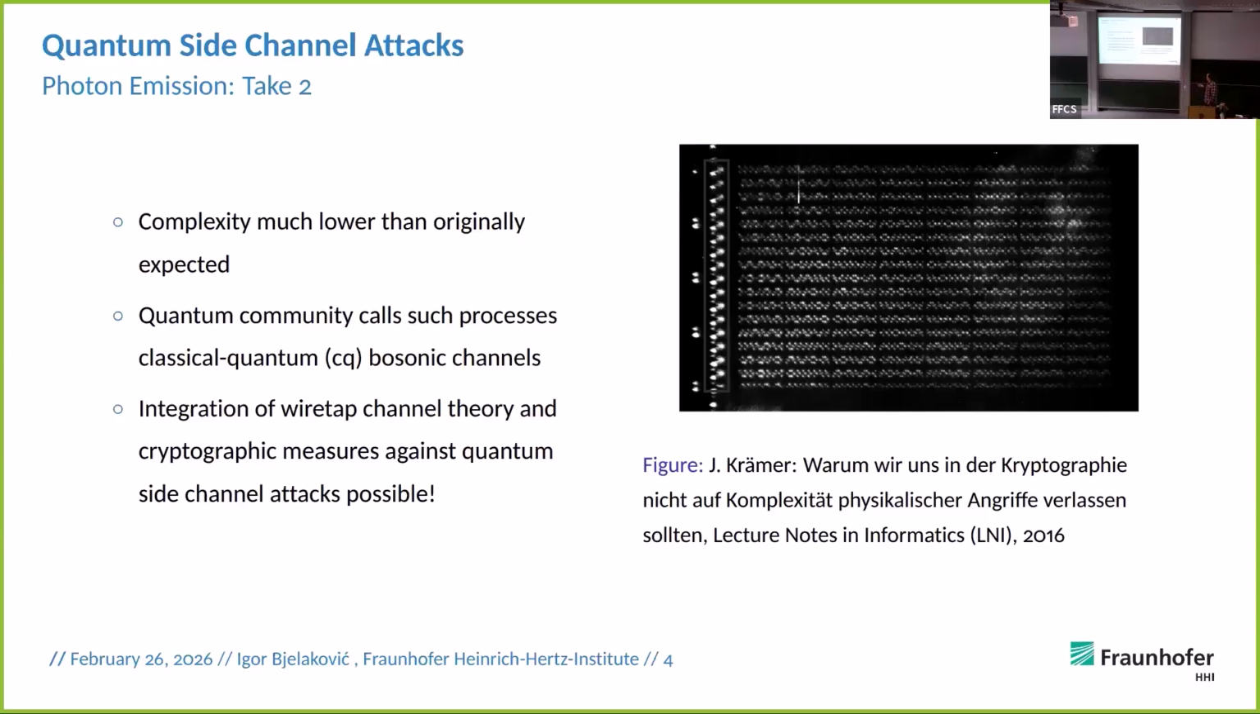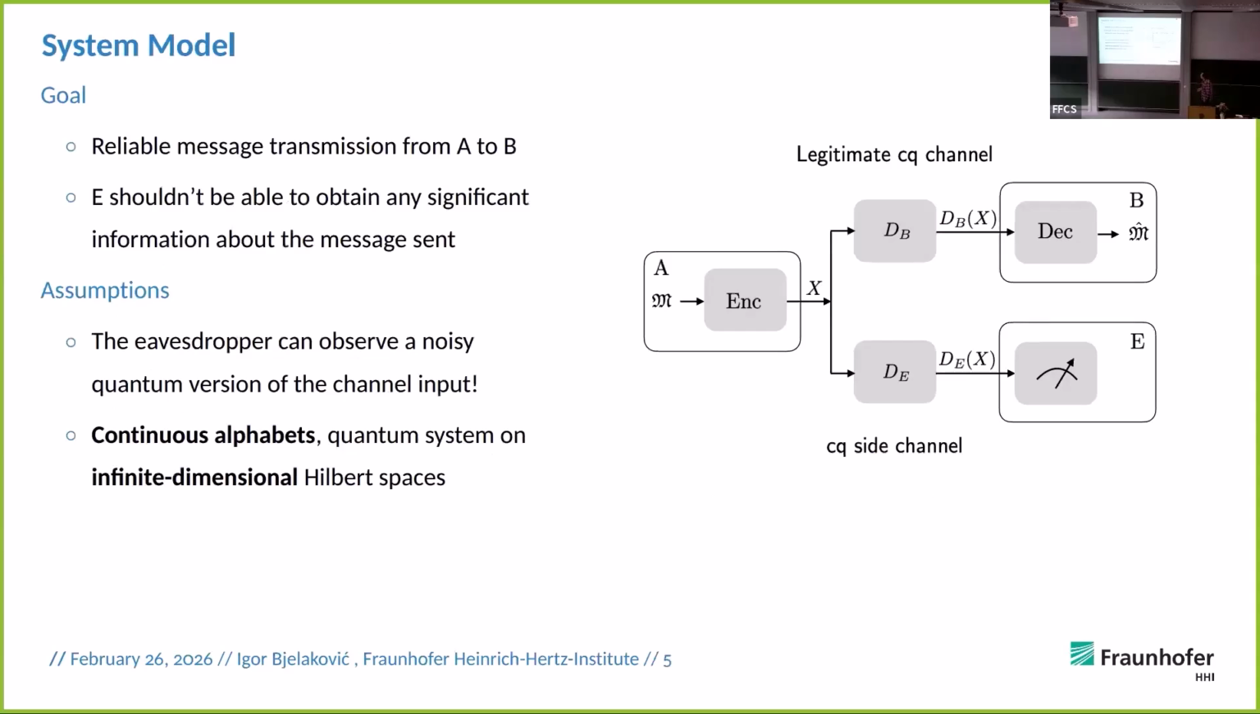And we discussed a little bit further. Then we understood that from the information theory perspective, this is a channel with classical input and quantum output, and the outputs are bosonic systems, photons. Right, so we wrote a model. That's the usual wiretap model. We just assume that the alphabets are continuous and that the Hilbert space is infinite dimensional.